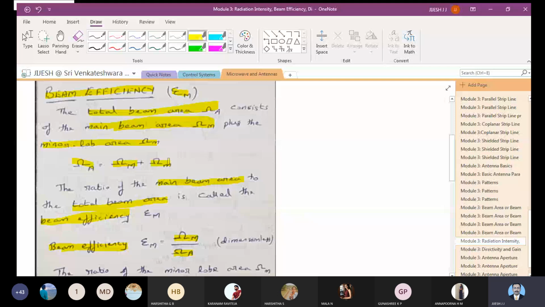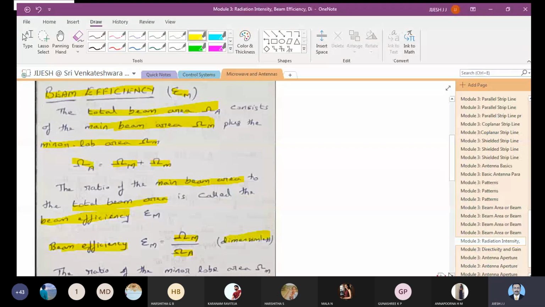So what does capital M mean? The main lobe, the bigger lobe. The area of that main lobe is omega capital M, and omega small m is the minor lobe area. When you combine both, you get omega A. So beam efficiency is the ratio of omega capital M, the beam area of the main lobe, divided by the total beam area, omega A. Its unit is dimensionless.